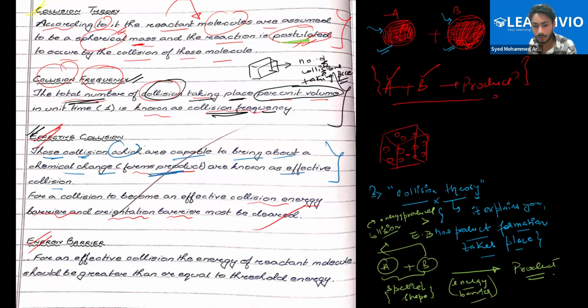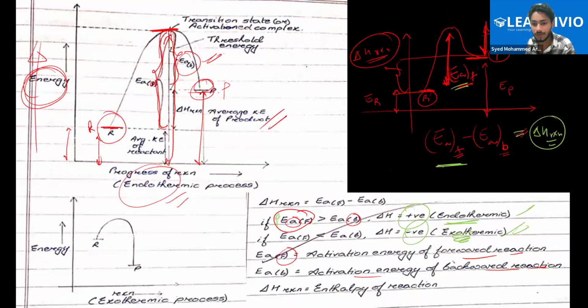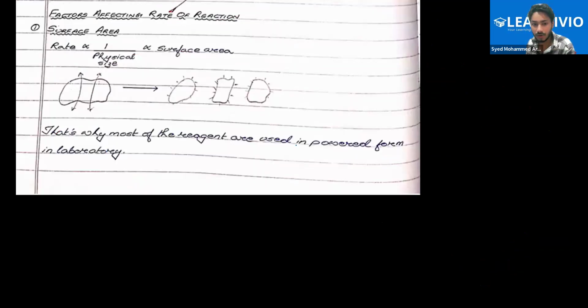Now, how does this happen? When the barrier is cleared, that is, if the effective collision energy is more than the energy barrier, the product forms. I have explained the energy barrier. Now this is the most important graph that we discussed in the last class, and I'll explain it again.